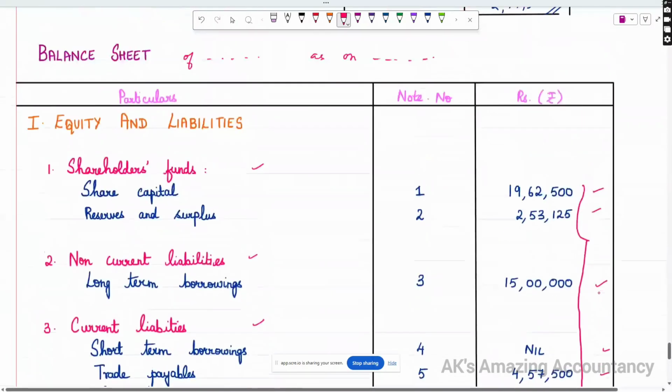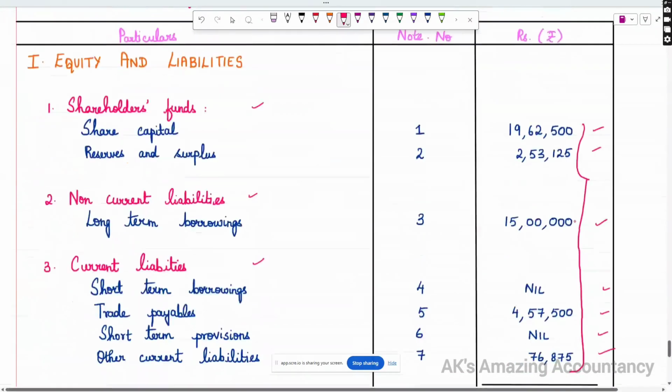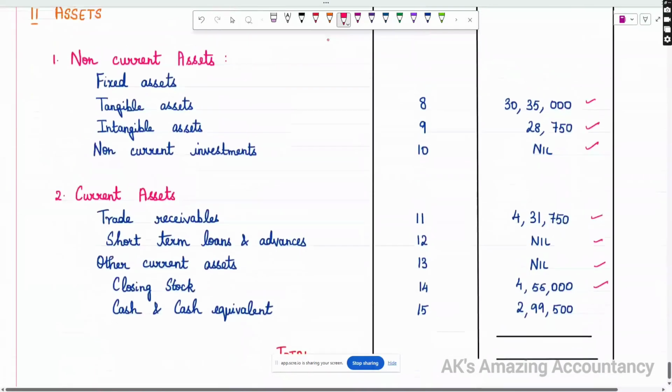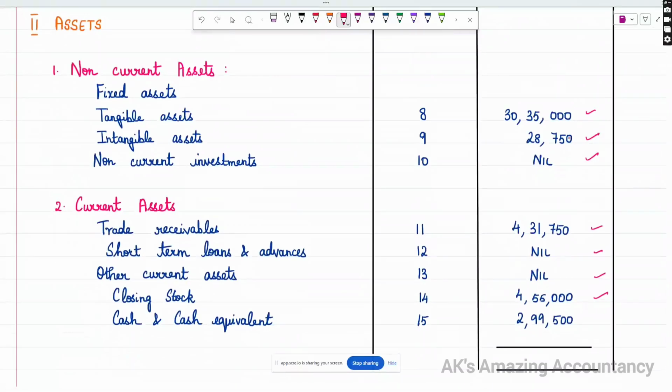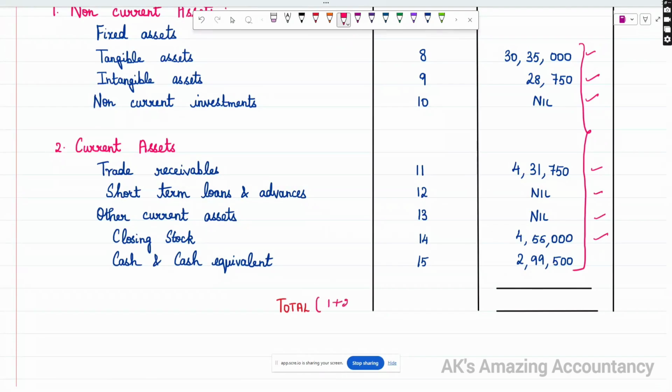And cash and cash equivalent. Closing stock is how much? This 4,55,000. Cash and cash equivalent how much? 2,99,500. So all this we have entered here. Now we have to add all these amounts together to arrive at the total. So total of assets is nothing but total of 1 plus 2. You just add these amounts and find out. So you will be getting a total of 42 lakhs and 50,000.